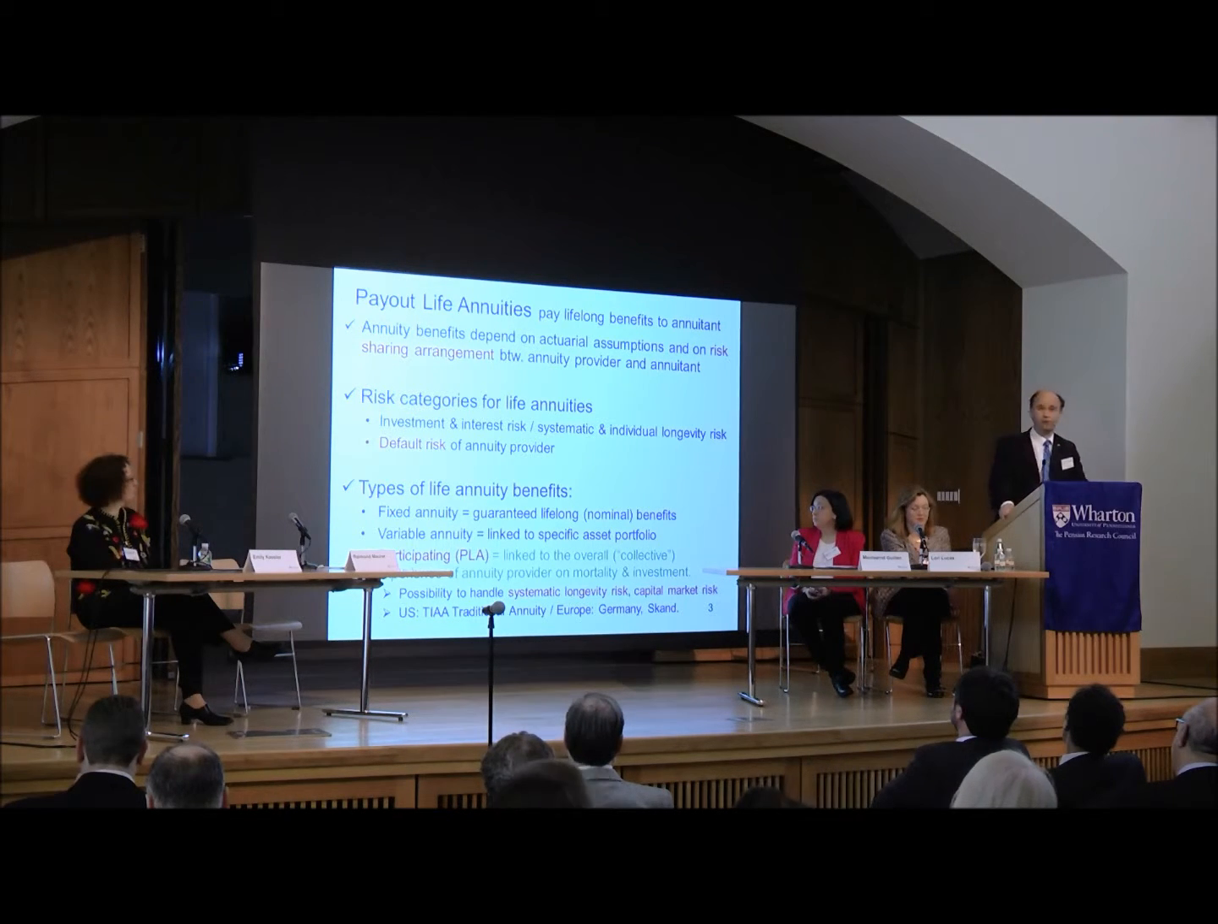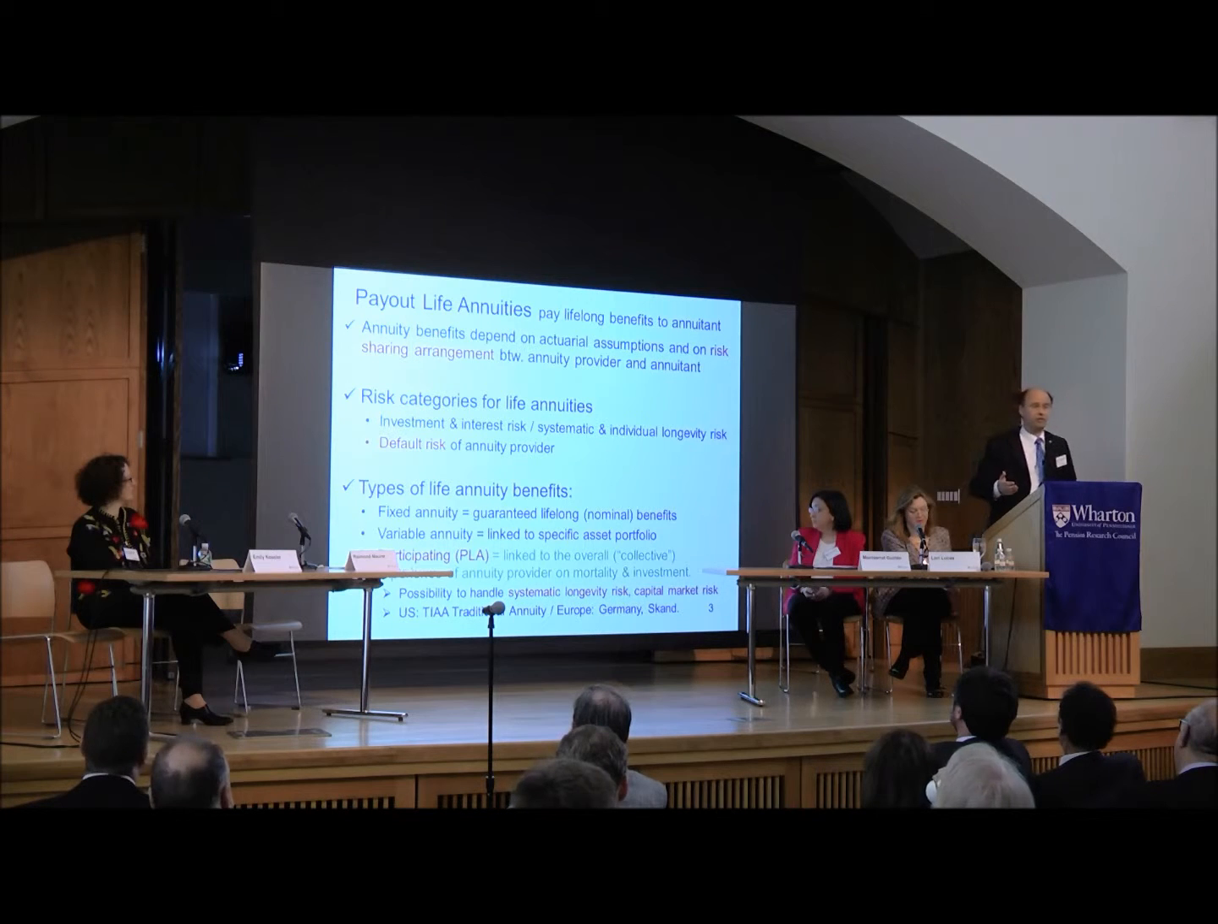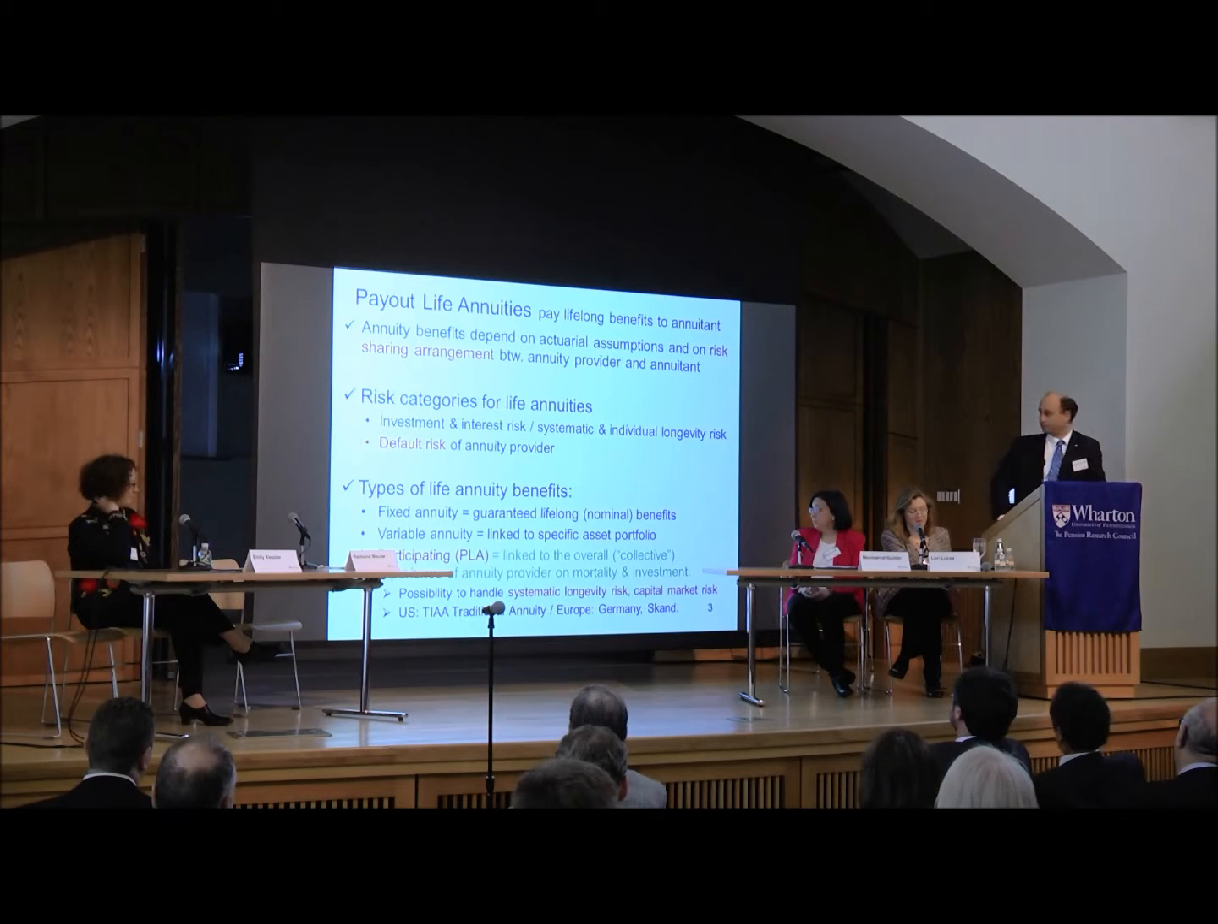Basically, if you have a look at the annuity market, you have three kinds of annuities. It's the standard annuity, the fixed annuity, where the annuity provider pays a guaranteed lifelong, in most of the countries, as here in the US, a nominal benefit for the rest of the life to the annuitant. Of course, in this situation, the annuity provider has all of the investment risk and the longevity risk, but the annuitant has, of course, the default risk of the annuity provider. That's possible.